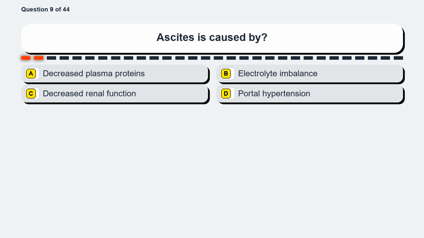Question 9. Ascites is caused by: Option A, decreased plasma proteins. Option B, electrolyte imbalance. Option C, decreased renal function. Option D, portal hypertension.